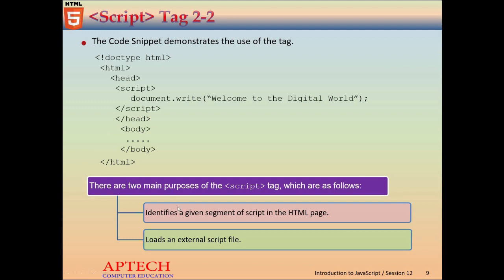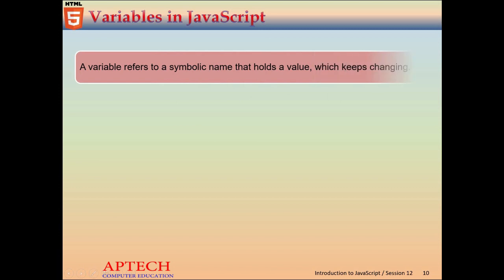The two main purposes of the script tag are to identify a given segment of script in the HTML page, and to load an external script file.